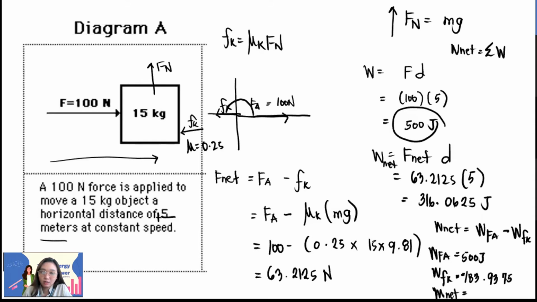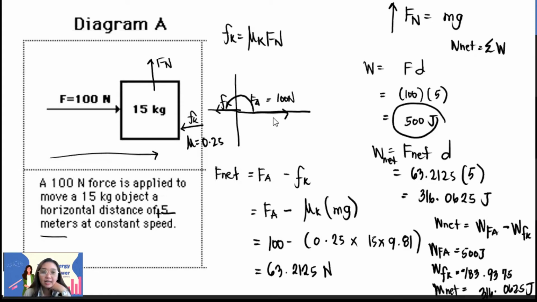Is equal to 316.0625 joules. Okay? Any question? Clarifications? So, if there are additional forces, for example tension force, normal force, weight, and spring force, whichever forces are present, you add them when computing the net work or the individual work done by individual forces. Then you add them. Okay?